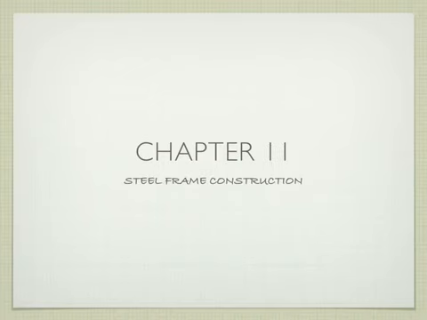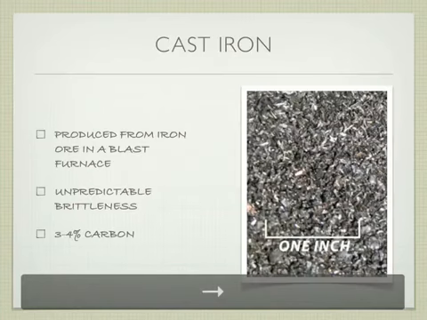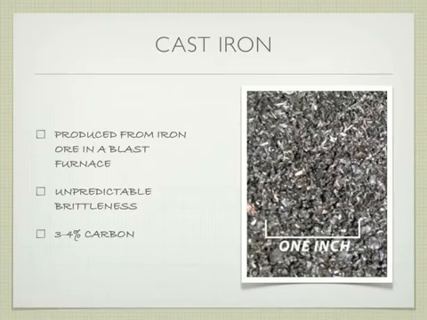Okay? So let's start with chapter 11. In order to understand steel, we kind of have to start with the basics of what is steel, how did we get to steel, etc. So in order to understand steel, we have to take a step backwards into the realm of cast iron. Okay? And so cast iron was kind of the first steel-like material, right? It's kind of the precursor to steel, and we'll talk about what makes it different in a second. It's produced from iron ore in a blast furnace. Okay? It's very unpredictable in brittleness, and it's somewhere in the neighborhood of 3 to 4% carbon.